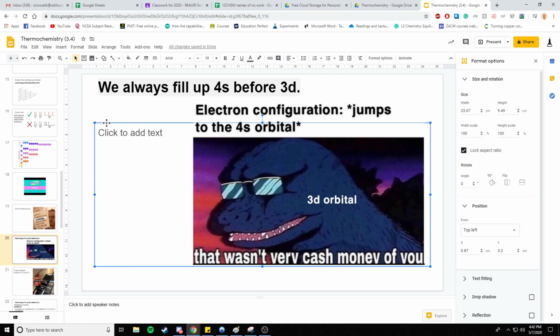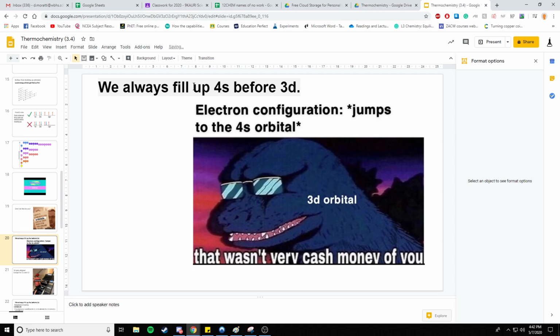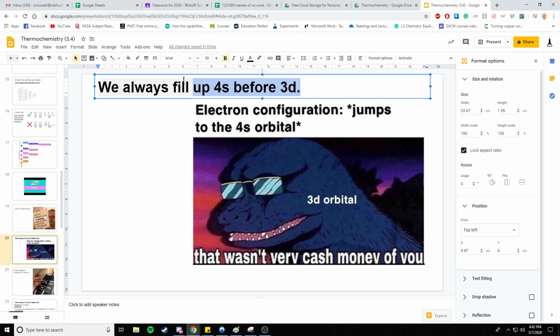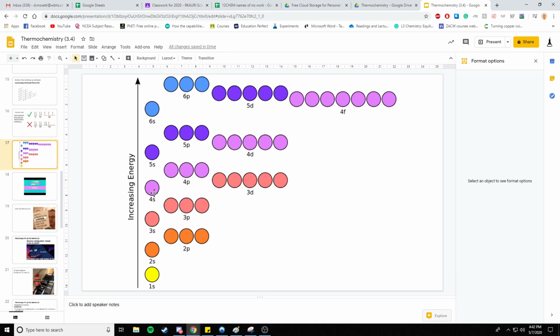So, notes for your book. We always fill up 4s before we fill up 3d. If you could just note that down so you remember it. We fill up 4s before 3d because it's slightly lower in energy. Okay? As you can see here, our 4s orbital is slightly lower in energy than the 3d orbitals.